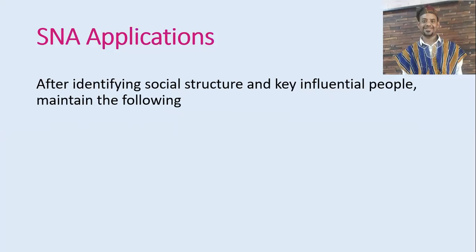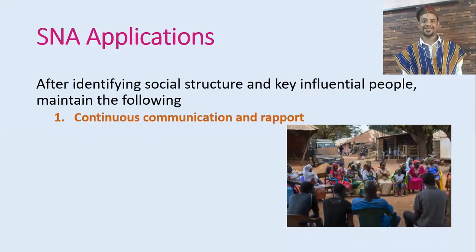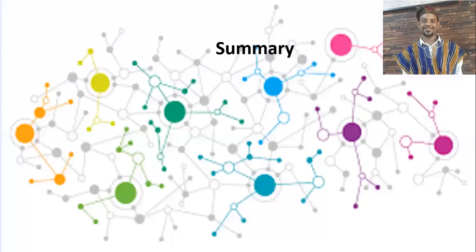So now you have identified social structures, influencers, and their connections. What you need to do is maintain your communication and rapport, conduct regular dialogue and meetings, reach mutual consensus, provide and receive feedback, and finally, celebrate successes. So these are some of the basic knowledge or training on social network analysis.